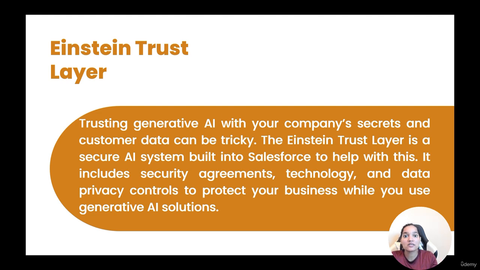And once the response is generated at that model, that response gets sent back, and that response also goes through a couple of steps before it reaches the end user. And that is called the response journey. This combination of prompt journey, the response generation, and the response journey, it creates this trust layer. Okay, so what does this trust layer include? It includes security agreements, it includes the technology and data privacy controls to protect your business while you're using these generative AI solutions. That is what is called the Einstein trust layer.